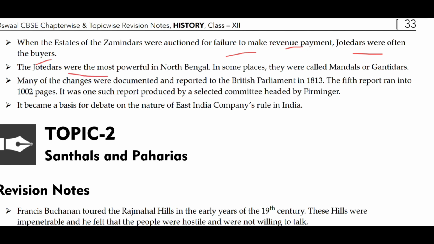The Jotedars were the most powerful in North Bengal. In some places, they are called mandals or gantidars. Many of the changes were documented and reported to the British Parliament in 1813. The Fifth Report ran into 1002 pages. It was one such report produced by a select committee headed by Firminger. It became a basis for the debate on the nature of East India Company's rule in India.